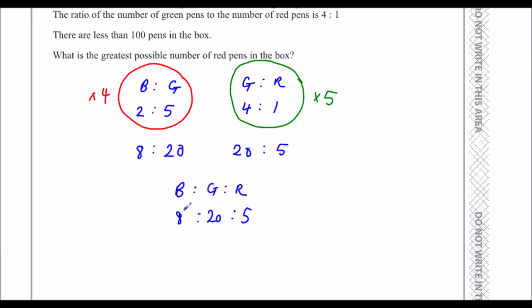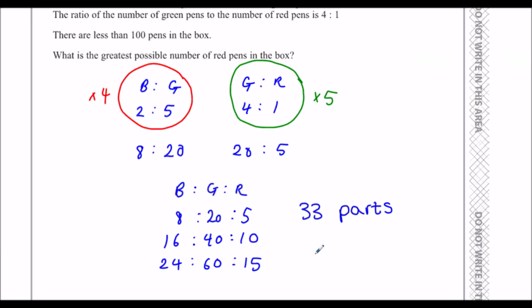So 8 plus 20 plus 5, 33 parts. So there could be 8 blue pens, 20 green pens, and 5 red pens, or any multiple of this. So there could be 16, 40, and 10, and so on. It says there are less than 100 pens in the box. So we could either have 8, 20, and 5. We could have 16, 40, and 10. Or we could times it by 3 and have 24, 60, and 15.